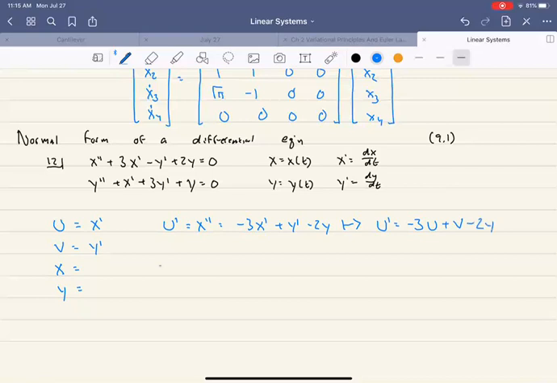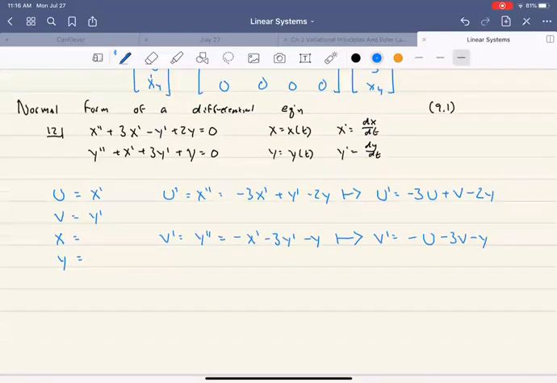v prime, which is y double prime, equals, looking at the other equation, negative x prime minus 3y prime minus y. So v prime equals negative u minus 3v minus y. So now we're going to have the matrix equation.